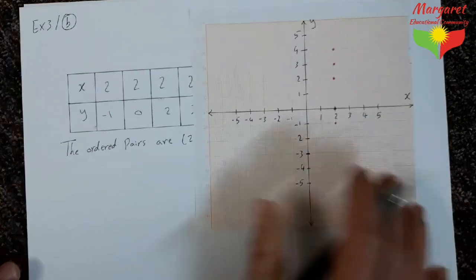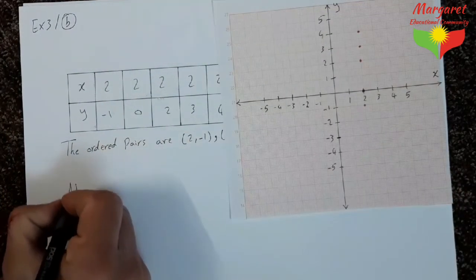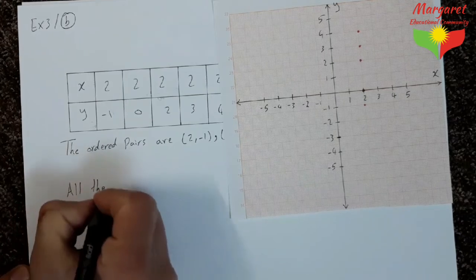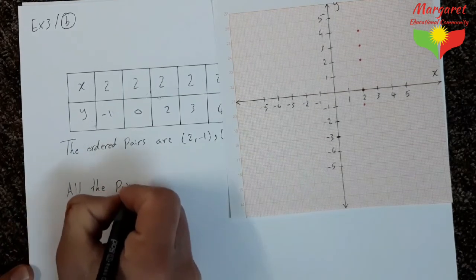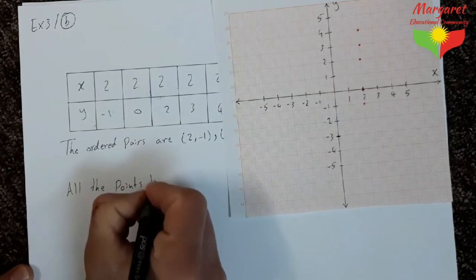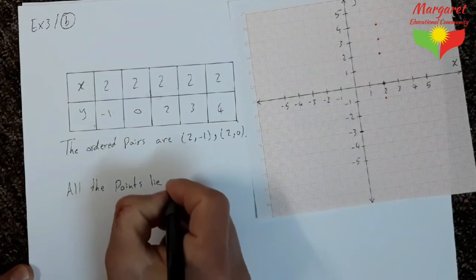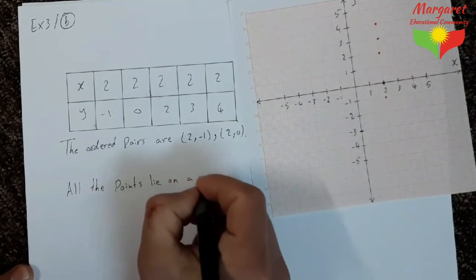So, all the points lie on a vertical line.